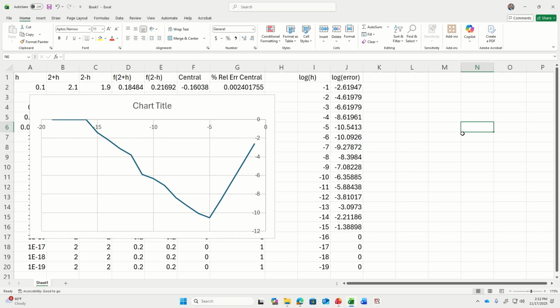And then if I continue to make h smaller, the round off error takes over and it starts making my approximation worse and worse and worse again.